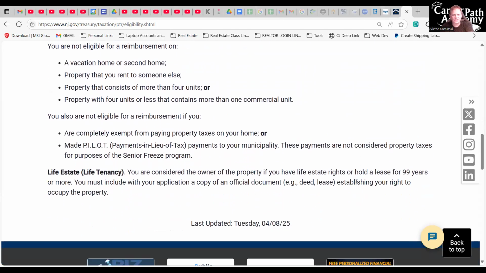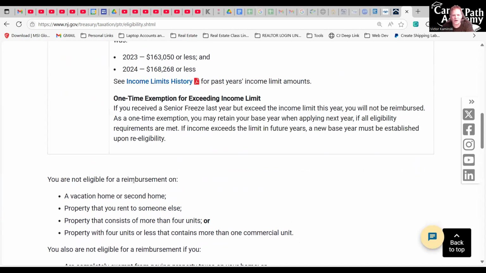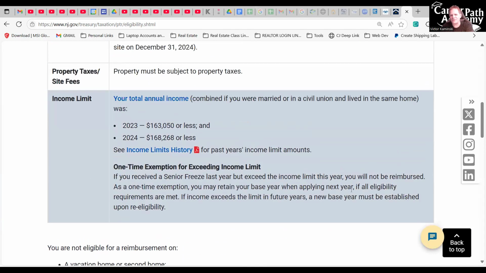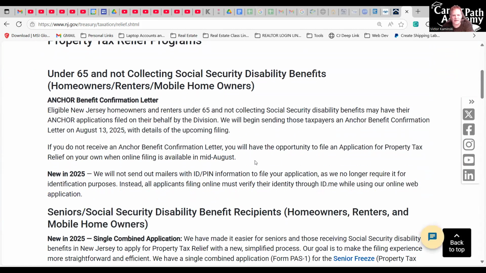So you got all the instructions here about that. And if you possess a life estate, this is interesting. Look, if you have a life estate, a life tenancy, you are considered the owner of the property if you have life estate rights or hold a lease for 99 years or more. You must include with your application a copy of the official document, the deed or the lease, establishing your right to occupy the property. And then you could qualify for that Senior Freeze program as well. So anyway, that was for the Senior Freeze property tax relief program.